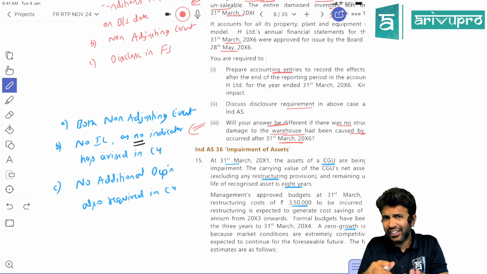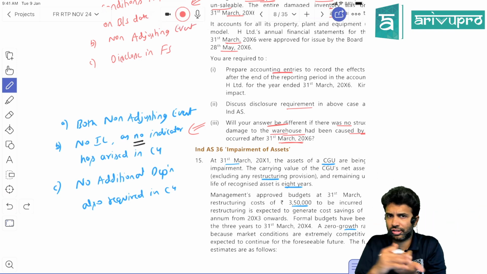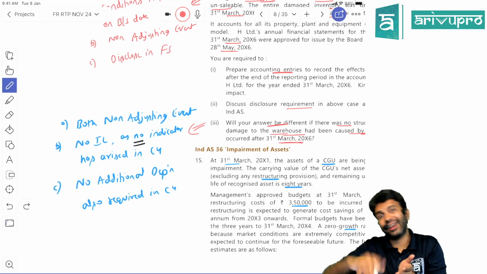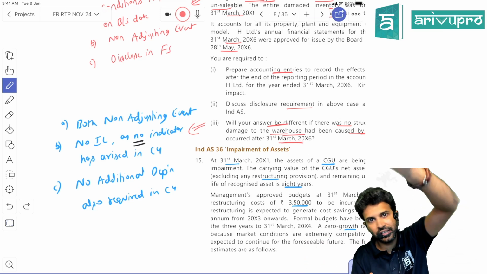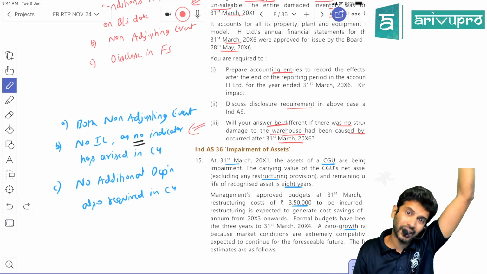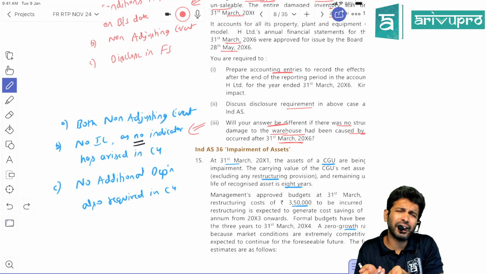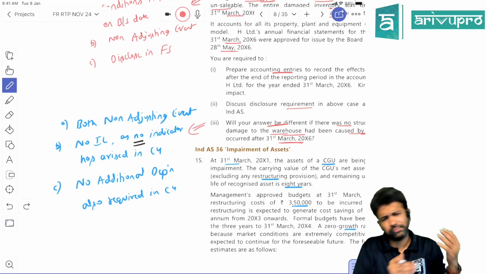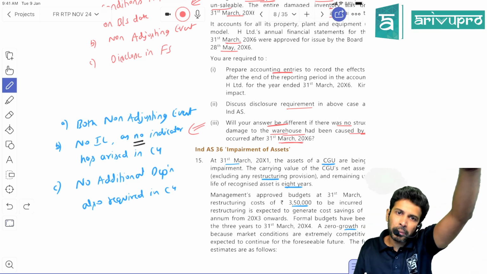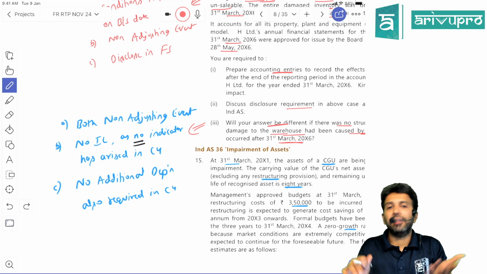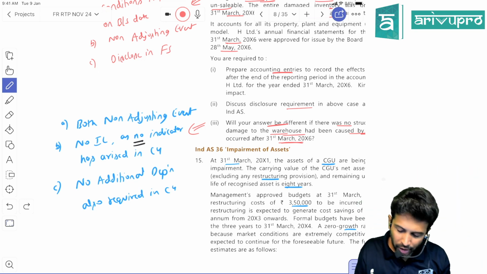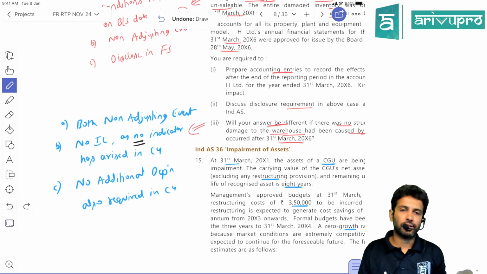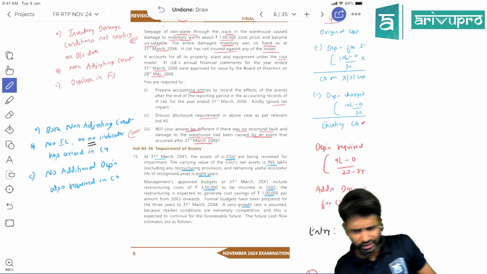So in the current year, no additional depreciation will come. Life will get revised, but not in the current year, only in the next year, since it is a non-adjusting event. So the additional depreciation entry will come in the next year. And the impairment indicator also, since it is a non-adjusting event, is not available in the current year. It is there only in the next year. So impairment loss also will not come in the current year. Only disclosure would be required in that particular case.